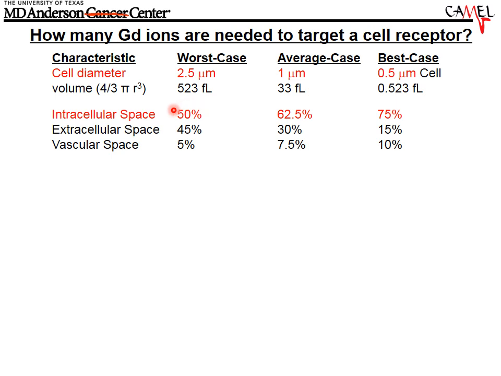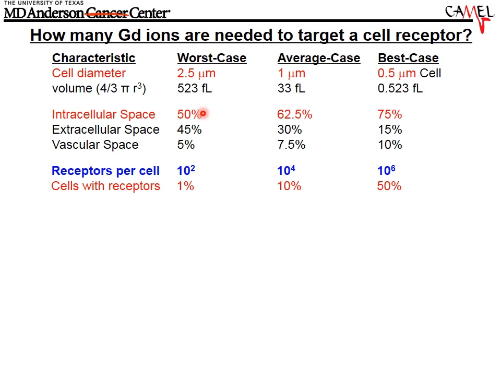As a side note, tumors often have low intracellular space. They're growing very rapidly and a lot of extracellular space. So this would be, unfortunately, a worst case scenario for tumors. The number of receptors per cell is really the overriding factor that determines if MRI contrast agents based on gadolinium or iron oxide can detect a cell receptor.